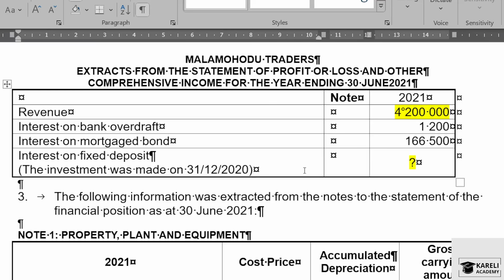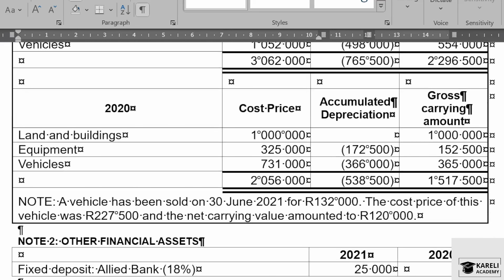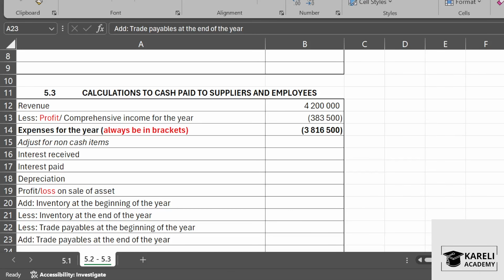Now, where do we get interest on fixed deposit? We must get that using the fixed deposit. Fixed deposit should be on other financial assets. That is note number 2. Now, for the current year, it's 25,000. Now, on your answer sheet, you will have that 25,000. We are calculating 25,000.